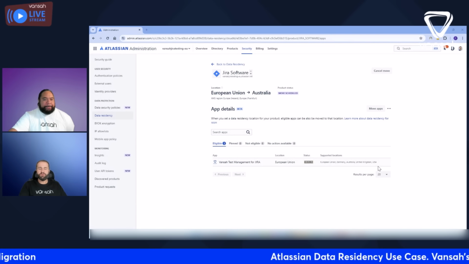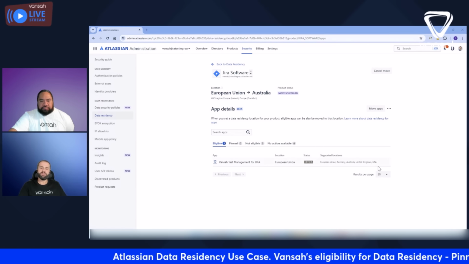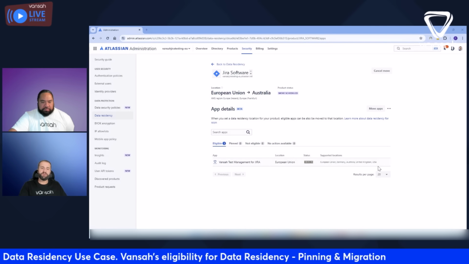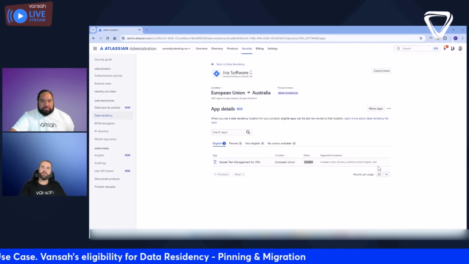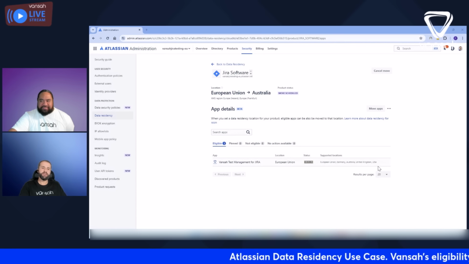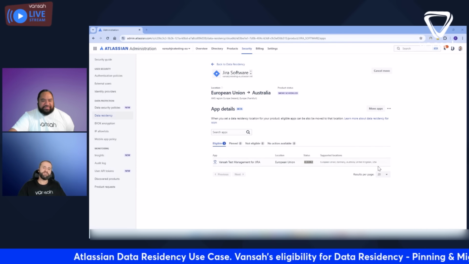Correct. We are rolling out more regions, but if a customer really wants to get on to using Vansa, but the region isn't supported today, they can simply make a request by going to Vansa's data policy and submitting a request to say, can we have one of our regions available? We'll look at doing that, because the plan is for Vansa to take on all Atlassian regions.